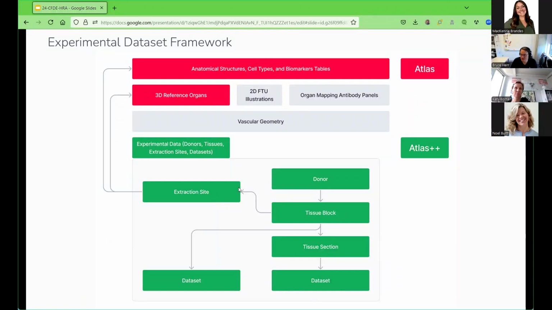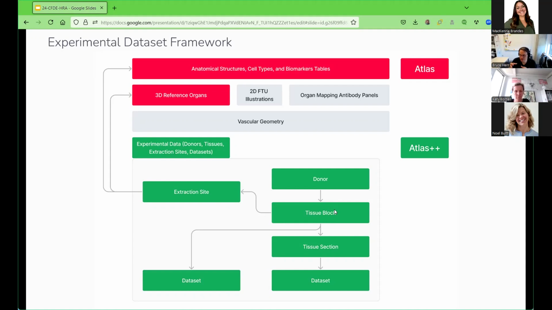What an extraction site does is, we have this RUI, the registration user interface, which you'll see later, where they say, this tissue block, I extracted it from this part of the kidney. It's very specifically from this part of the kidney. And that becomes an extraction site based on these 3D reference organs that you saw earlier. So there's a graphical interface where they say what size the tissue block is and where it came out of. So on the experimental data level, at this first level, they're able to say, okay, this is my tissue block, this is where it came from.